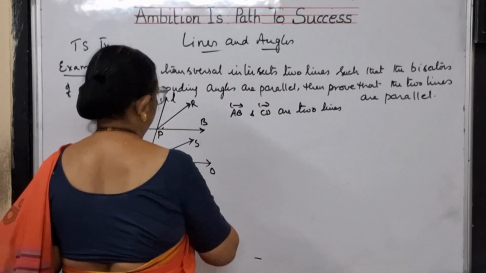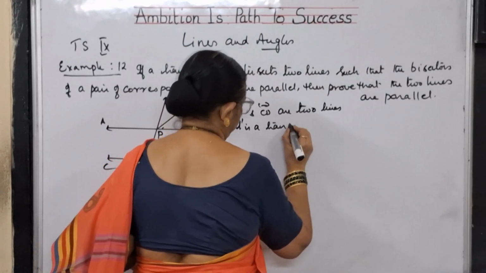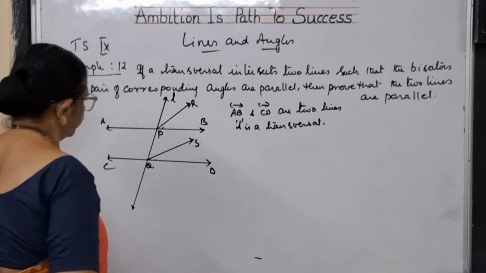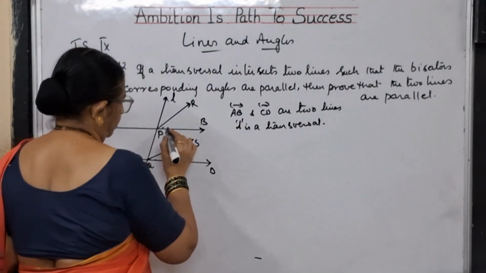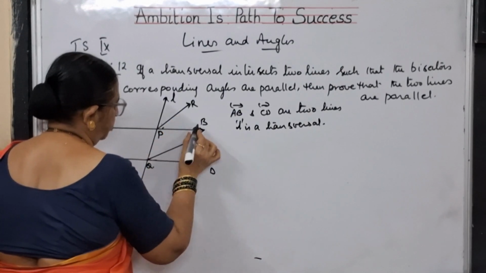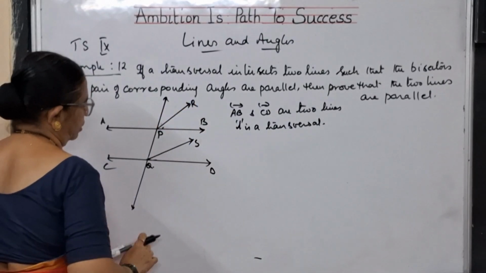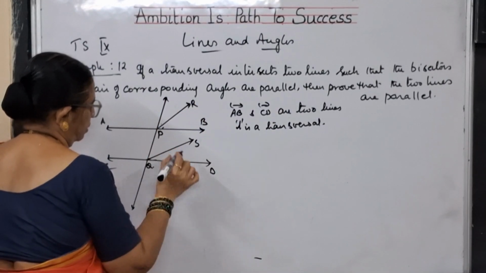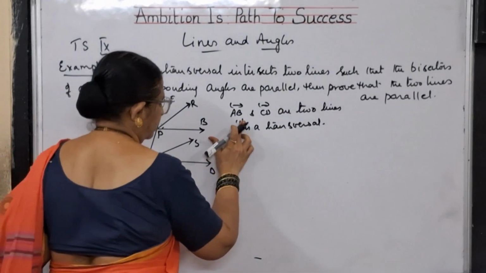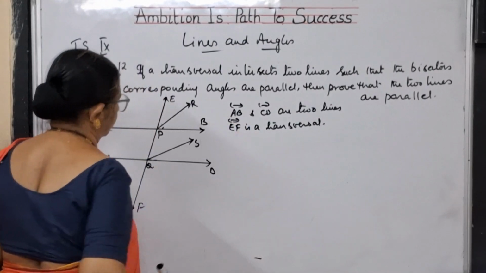And L is a transversal. Now, angle P, that is angle LPB. Otherwise, let me write it as EF. Instead of L, let me write EF is a transversal.